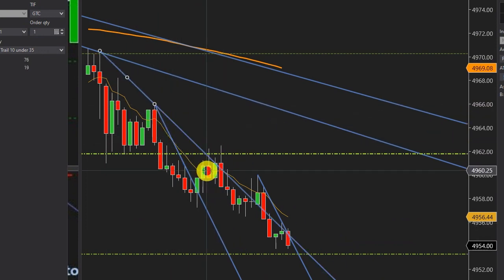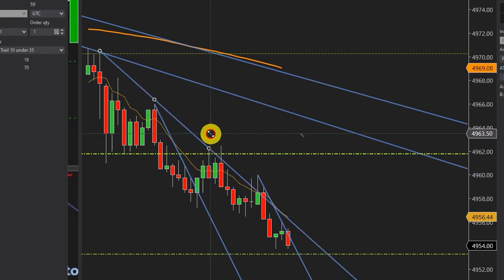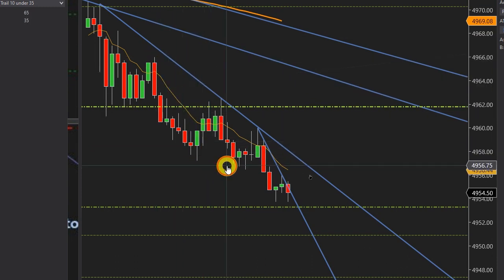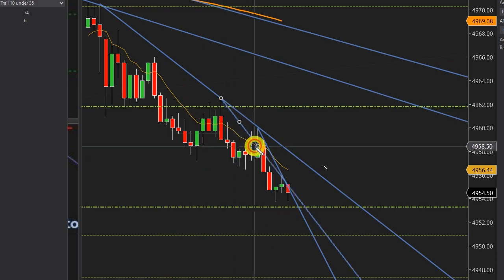It was right here pushing it down. So it was still in the way. Now it's still in the way here. So it's keeping us out of trouble on these fake trend line breaks because they're all over the place. Fake trend line break here.